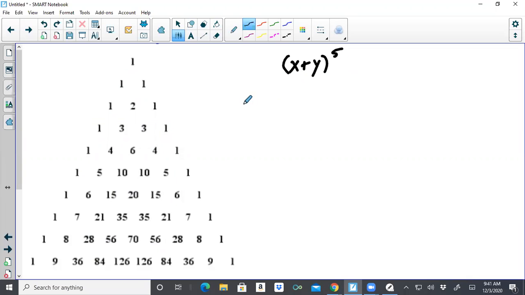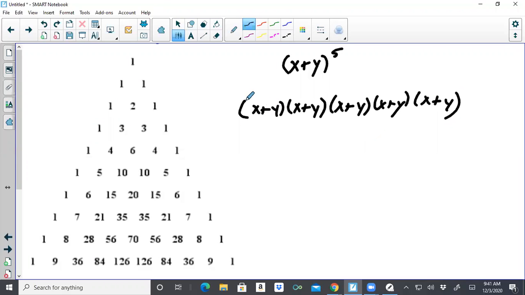Because what this means is that I'm going to have to take x plus y times x plus y times x plus y times x plus y times x plus y. Right now I'm going to have to double distribute this, get an answer, and then put this on there, and then put this on there, and then put this on there. And that's a lot of work. That's something that I really don't want to have to do.